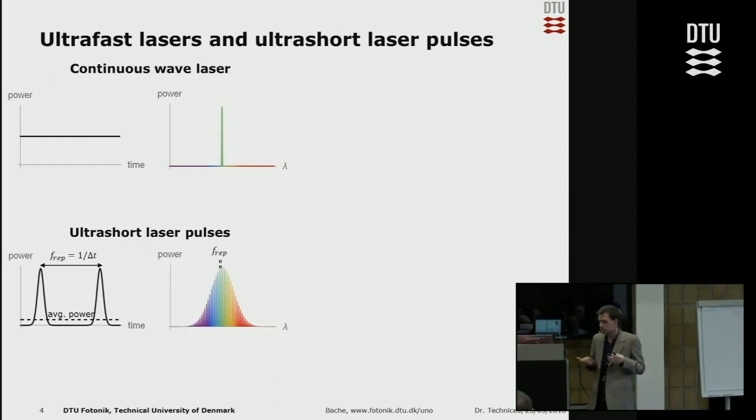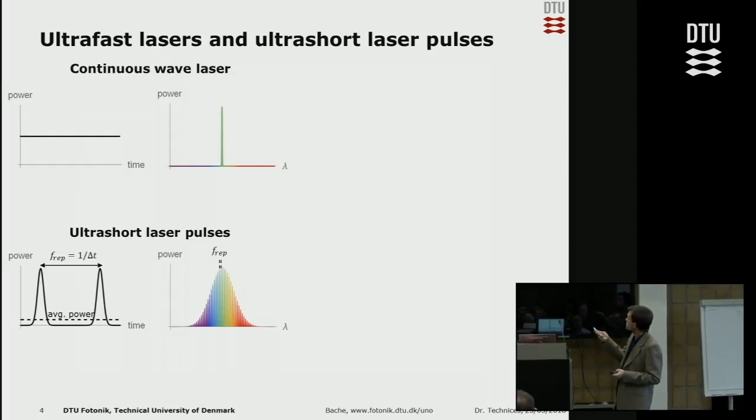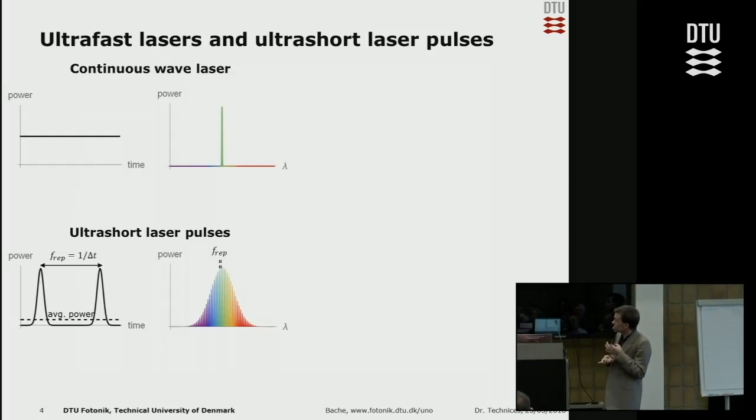So what is the difference then between the laser light from this laser pointer and the laser light that we have from the ultrafast lasers? The laser light coming out of this laser pointer is a continuous wave laser. As a function of time, the power is constant. That also means that the color that comes out of this laser pointer is green, a single color. But if we go to a pulsed laser with very short pulses, then we have a pulse train coming out of the laser.